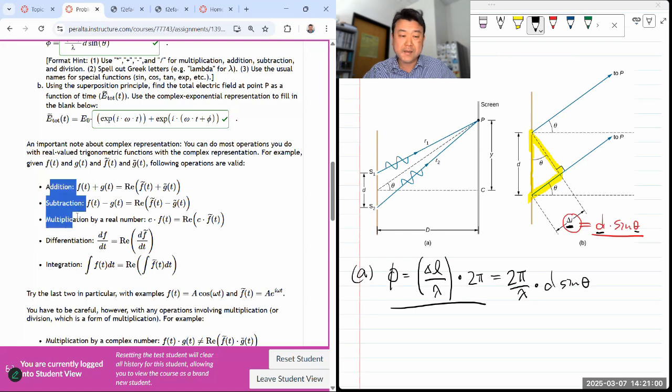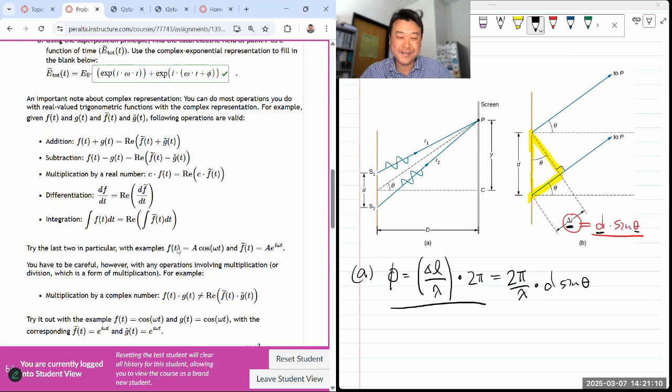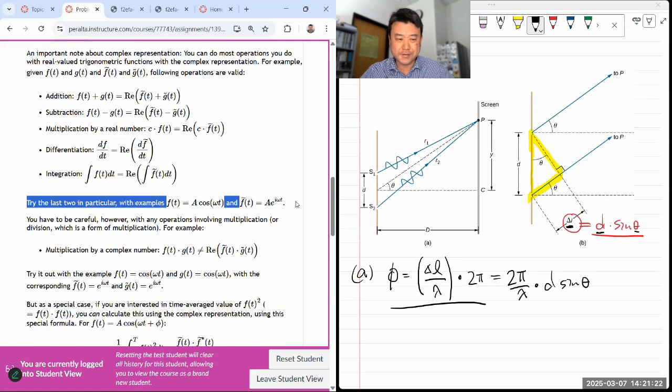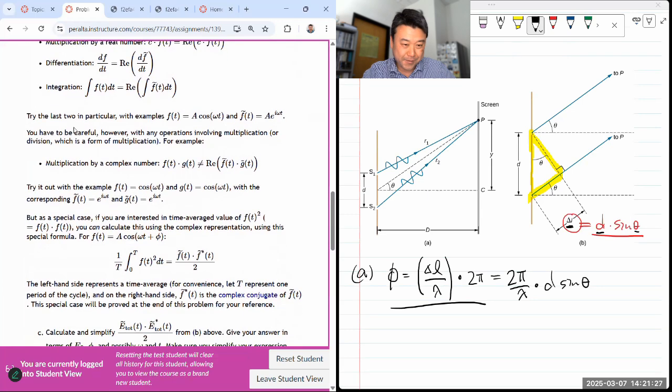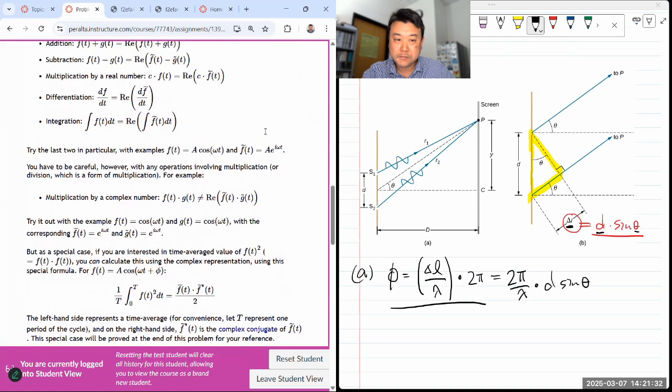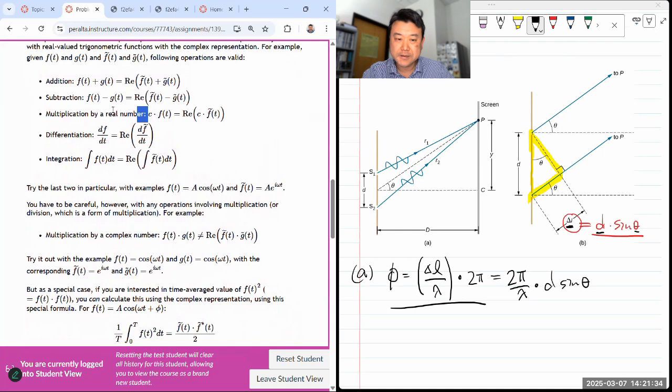I think the first three might not be as surprising, but differentiation and integration might be surprising to some people. This is just a mathematical fact. Try the last two in particular with examples. F of t is a times cosine of omega t, and the complex version of f of t is equal to a times e to the i omega t. And I think the next part will have you actually do this, so I'm not going to do it right now.